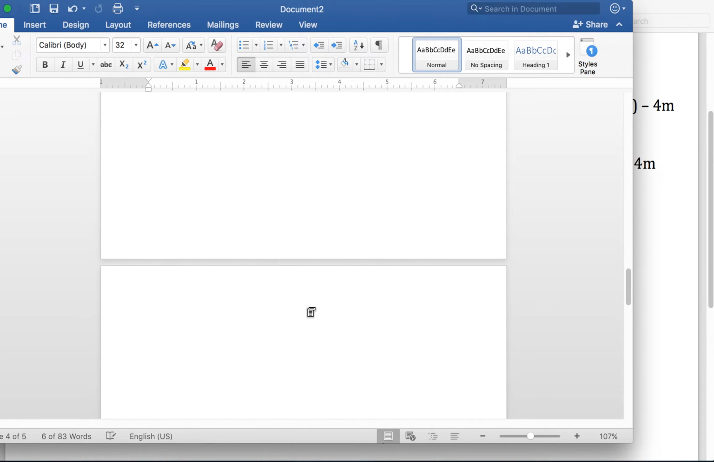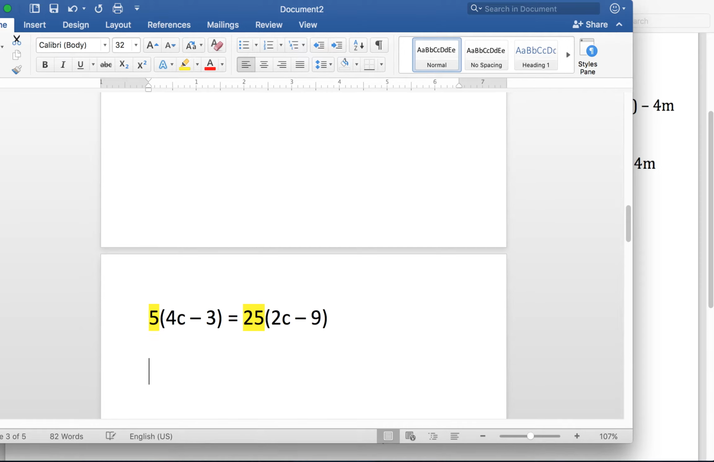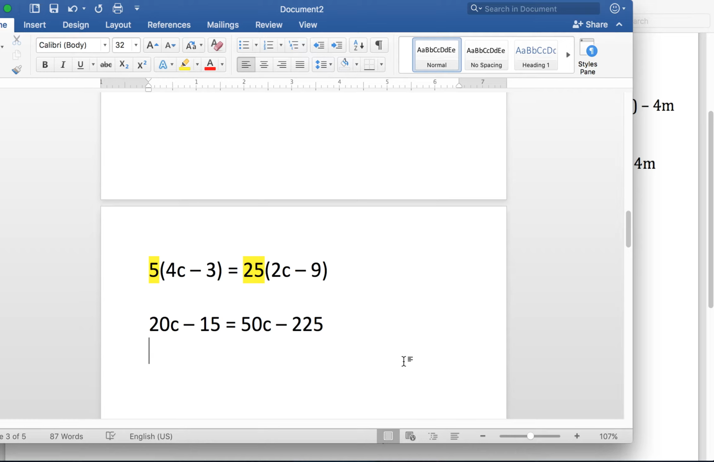All right, letter C. Here we have two cages, right? So we have to distribute on both sides. On the left side, we get 20c minus 15. On the right side, we get 50c minus, let's see, 9 quarters is 1 quarter more than $2, so $2.25. Now we have to get all the caterpillars on one side and all the numbers on the other side.